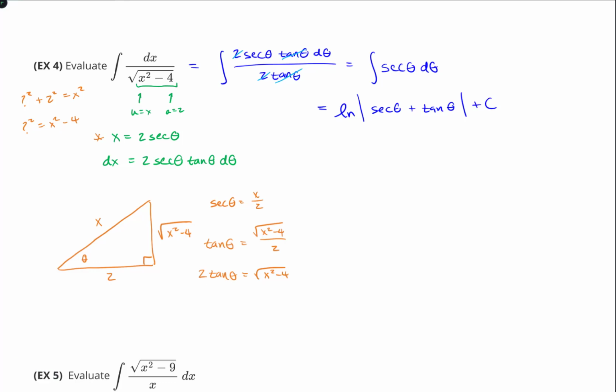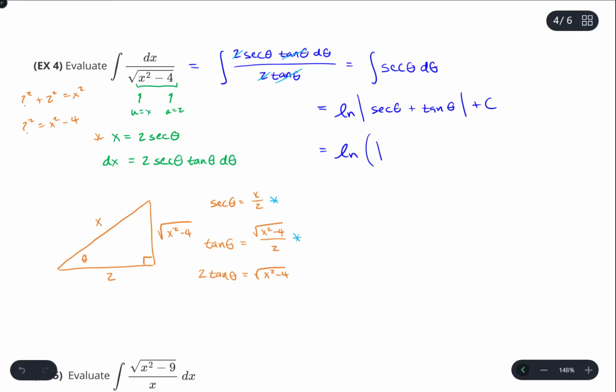Okay, looks complex, but you know, it's just a rule. You just memorize it at this point. Then we need to substitute in for secant and tangent. And I've actually already got both of those solved for down here. I can just plug right in. So this would be the natural log, and I'm going to write it as parentheses, and then absolute value. Secant is x over 2. Tangent is the square root of x squared minus 4 over 2. And I need an absolute value, and then close parentheses, and then plus c.